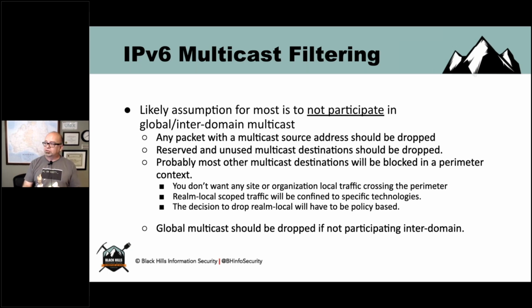So you need to filter that multicast. First principle: any packet with a multicast source address is not normal and should immediately be dropped on your perimeter. Reserved and unused multicast destinations need to be dropped, which you can go back and refer to my multicast destinations table. Probably most other multicast destinations will be blocked in a perimeter context anyway, because you're not going to likely cross that organizational perimeter for multicast participation. Realm local is a specific technology focus, so that's going to be dependent on the policy surrounding that particular technology, and that's kind of an unwritten entity now. There's some realm local, but there's going to be more. All right.